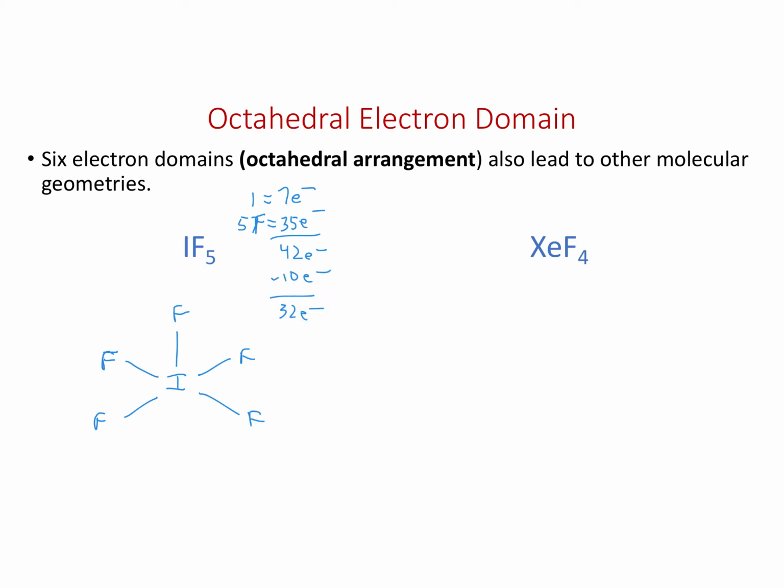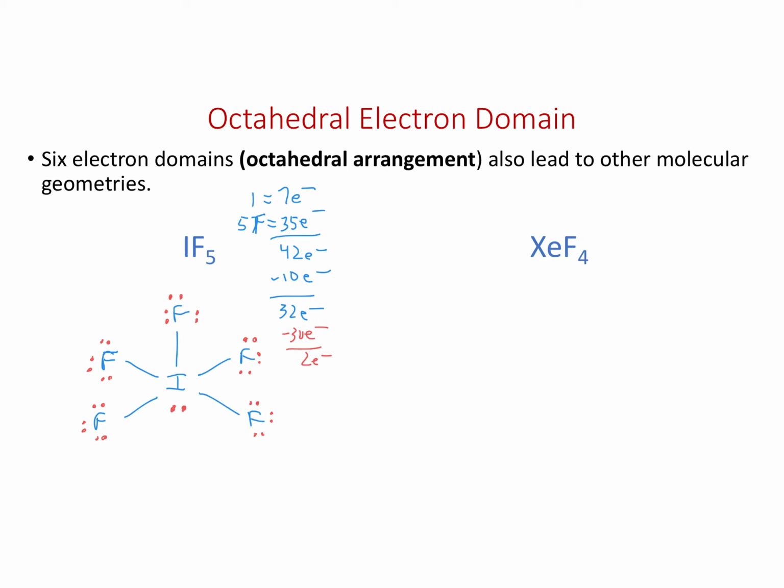32 electrons left to assign. I'm going to fill the octet of fluorine. So there's 6, there's 12, 18, 24, and 30. 2 electrons remaining. Those last 2 electrons will go on the central iodine. Yes, I've broken the octet rule for iodine, but that's fine because iodine has access to d orbitals.